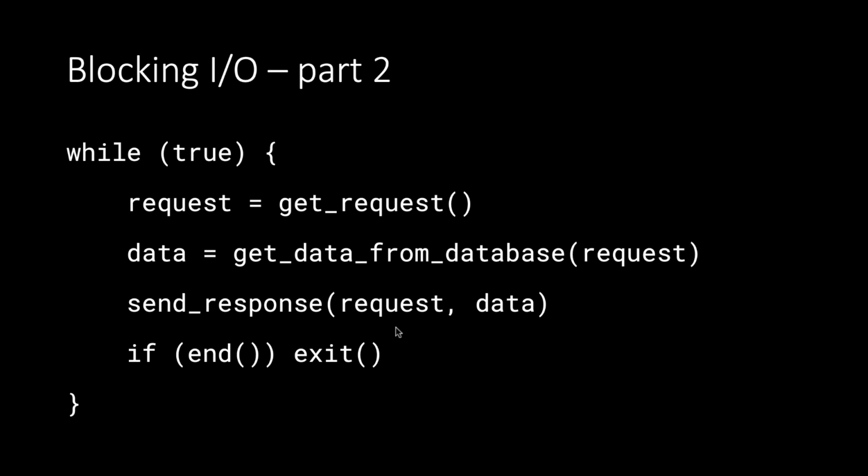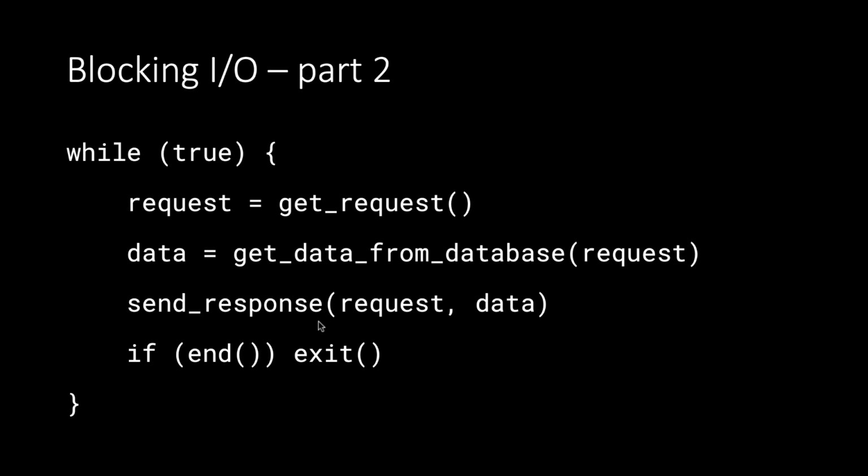Then, if there is a condition that we need to stop the web server, we exit. Otherwise, we continue processing the next request in the next iteration of this loop. Here, we are waiting for this input-output operation to complete to be able to move forward to executing the next line. And the same here. The send response call is an input-output operation as well, and it can block the thread as well.